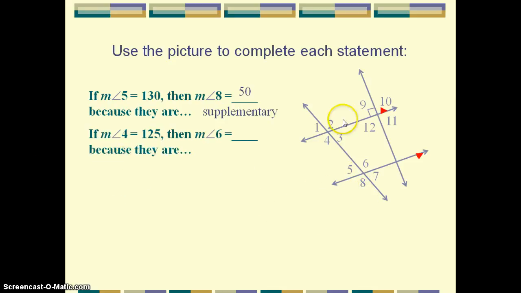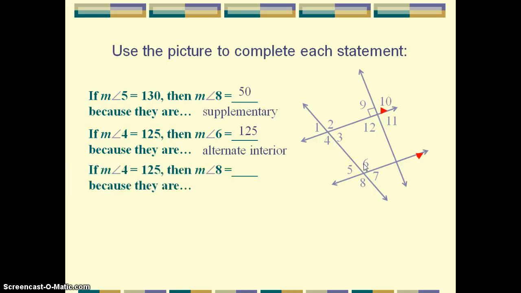Alright, next one. Angle 4 and angle 6. So first I see that these are going to be alternate interior angles. It says angle 4 is 125, so that means angle 6 is going to be 125 because they're alternate interior angles, which means they're congruent. Alright, next one. The measure of angle 4 is 125, and I'm trying to find the measure of angle 8.